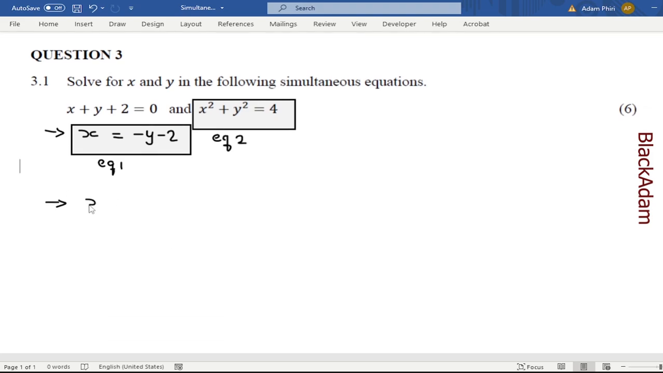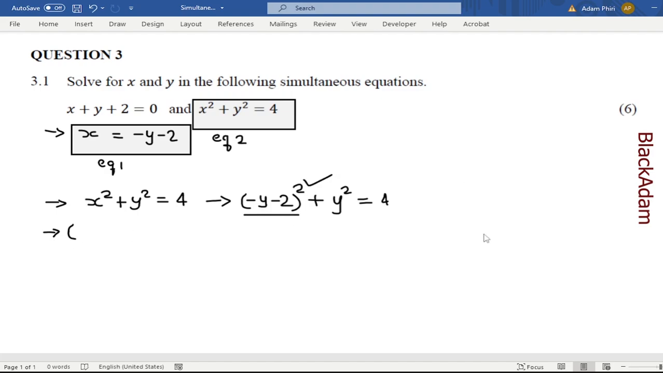So what we know from the easy equation, equation 1, is that x is equal to negative y negative 2. So we write the complicated equation, which is x squared plus y squared is equal to 4. Now wherever there is x in the second equation, we put negative y negative 2. So that will mean that we have negative y squared plus y squared is equal to 4. In the second expression, everything is in terms of y, so we can solve for y.